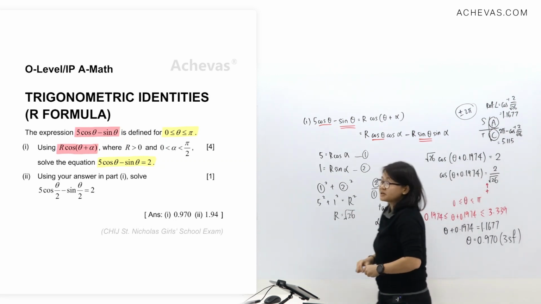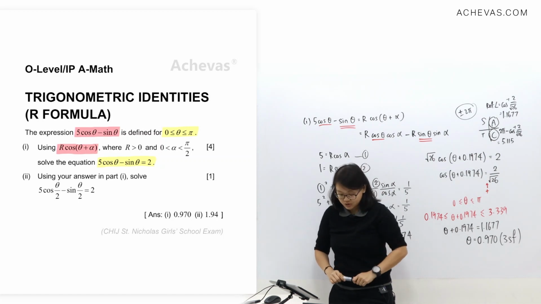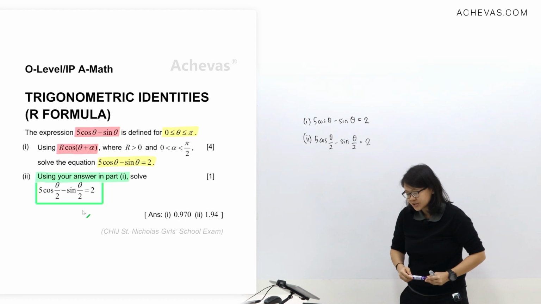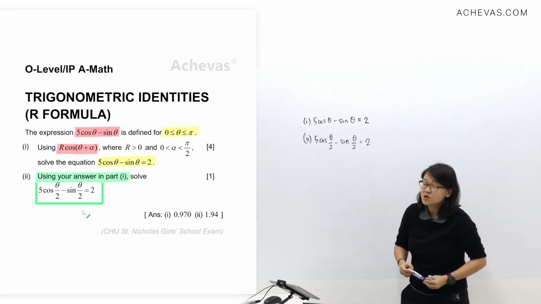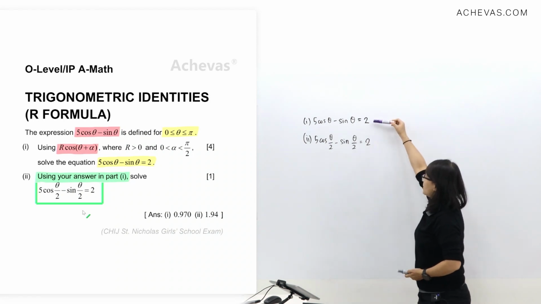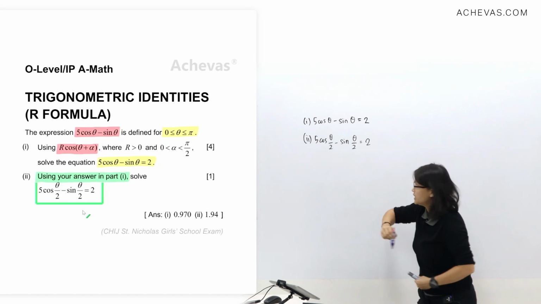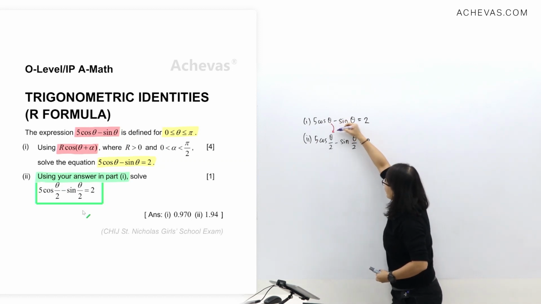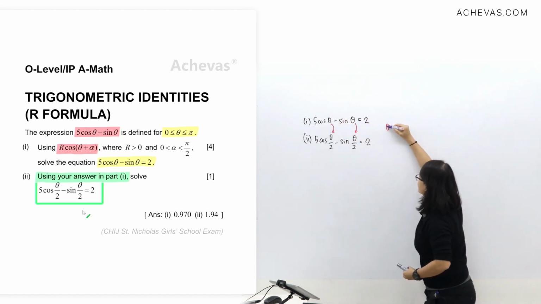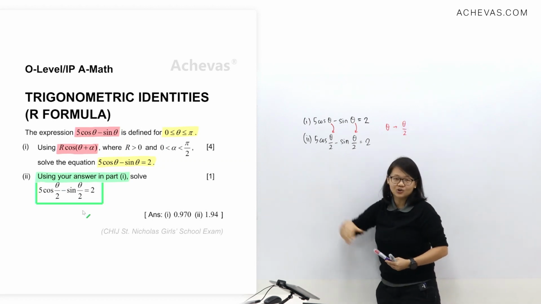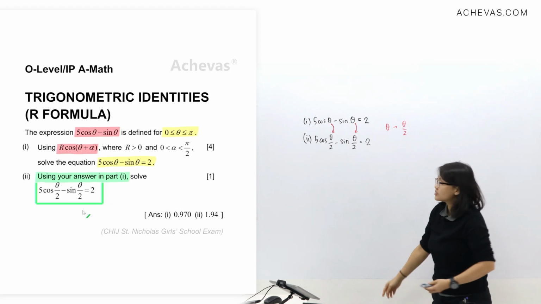Alright, so let me erase a bit to discuss question part 2. Part 2 of this question: using your answer in part 1, solve 5 cos(theta over 2) minus sin(theta over 2) equals 2. Now I've written down the part 1 question, and this is the part 2 question. Let's find out how they are related. If you notice, the angle has changed from theta to theta over 2, and take a look at the marks there, only one mark. So what are you going to use?